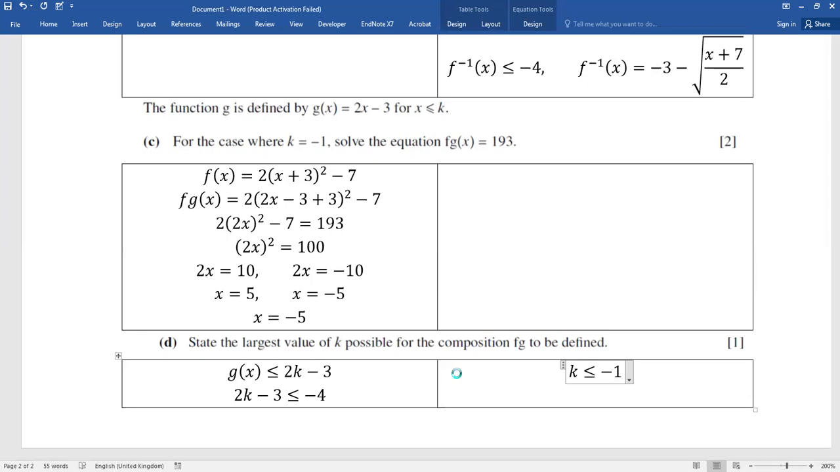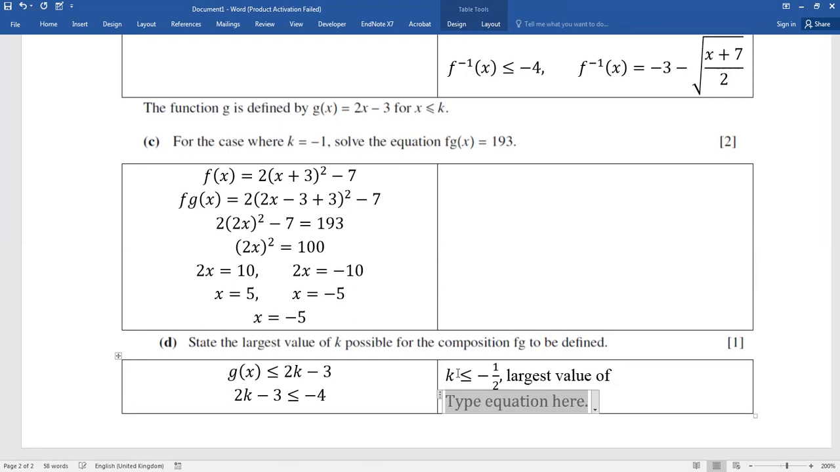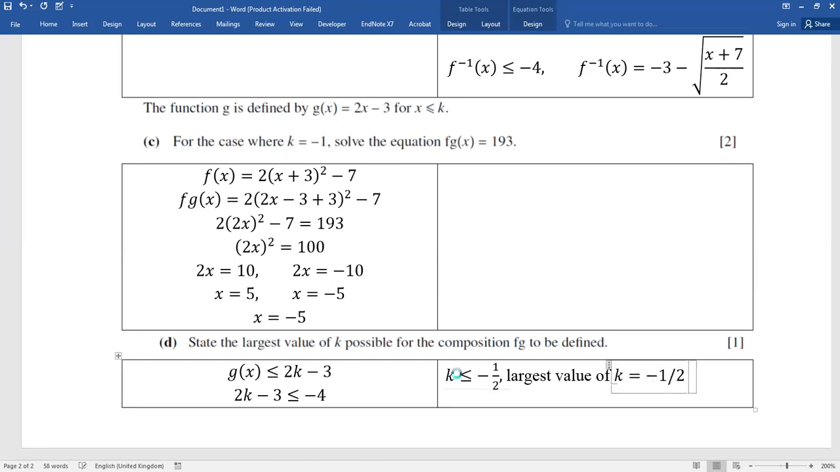Less than or equal to negative half. So I'll say that the largest value of k is negative half. We have to write it separately that the largest value of k is negative half. Is this clear? Okay.